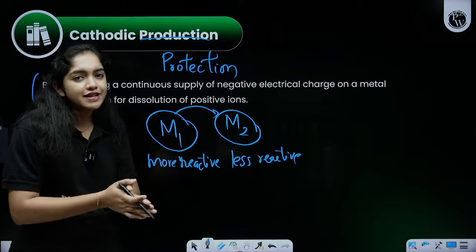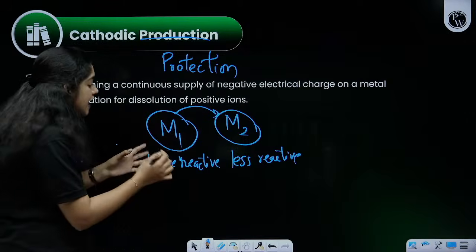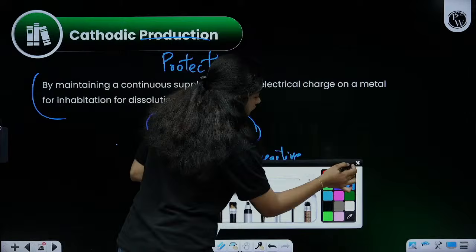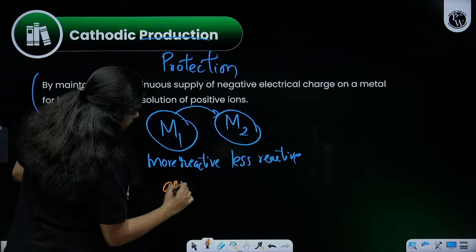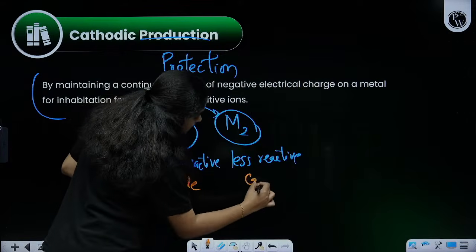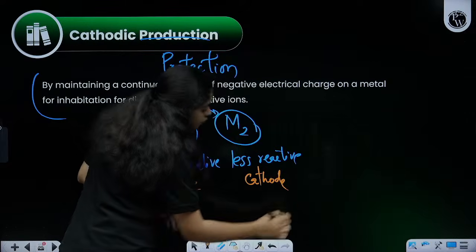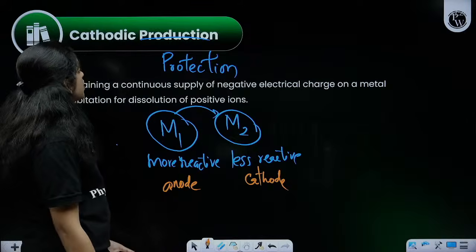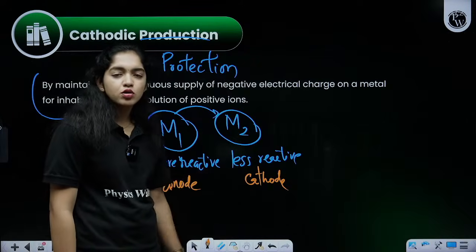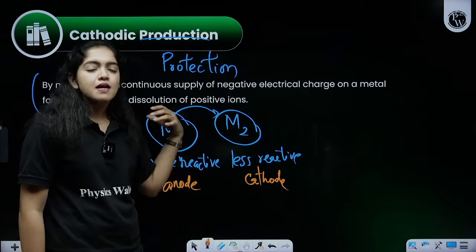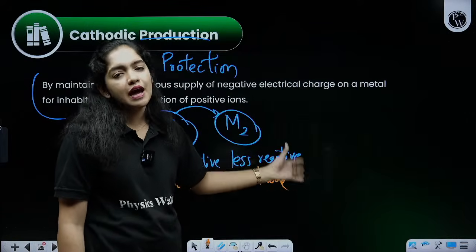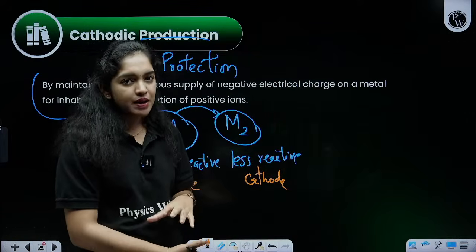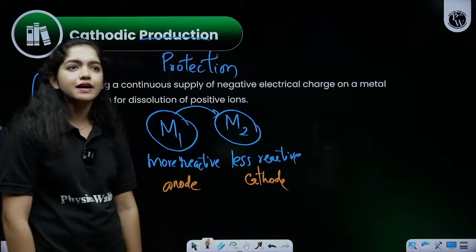And we already learned that the highly reactive metal will be the anode, and the less reactive one will be the cathode. So using an anode, we can protect the cathode. That is cathodic protection. We protected the cathode by using a highly reactive metal. In this manner, we can protect one metal just by coating another metal over it. Is that clear? Okay.